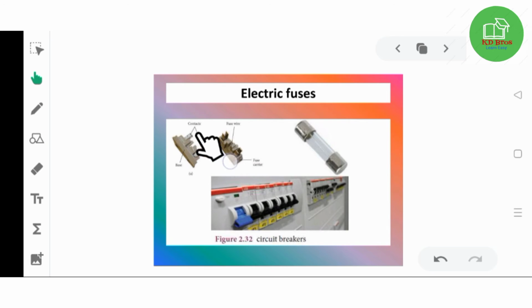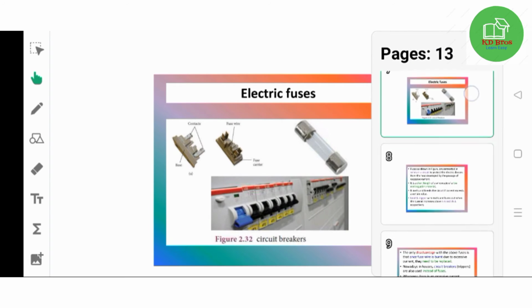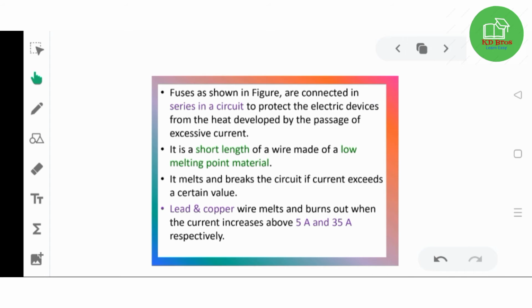If here we have a fuse wire, when the fuse wire is melted we have to replace it, but here we need not replace anything. Okay, so automatically the circuit will be open. After repairing that we have to connect the circuit. Okay, right.